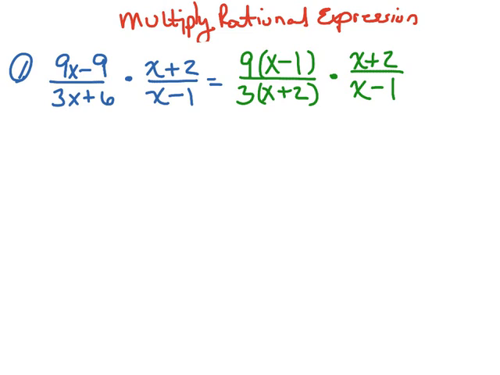Now I'm going to come over and simplify or cross out some common factors. In this case, I'm going to cross out the x minus 1s, and I can also cross out x plus 2. These are common factors. So notice that I'm left with 9 over 3. Of course, 9 over 3 can also be reduced or simplified. When you divide 9 by 3, you're left with a 3. Therefore, when I multiply 9x minus 9 over 3x plus 6 times x plus 2 over x minus 1, I end up with 3.